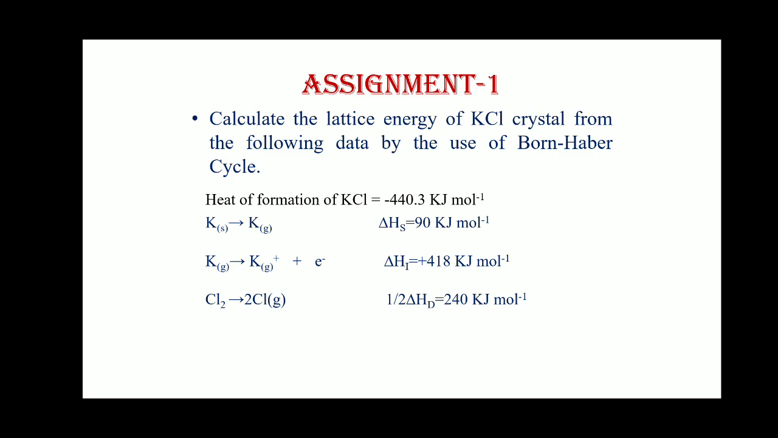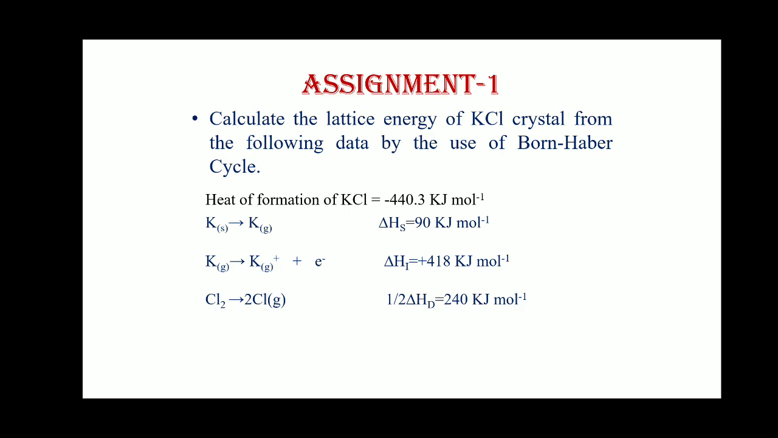I will give some assignments. Now you have to find the lattice energy in this numerical with the help of the following data by using Born-Haber cycle, and by solving it, write the answer in the chat box. I will see your answers and then tell you whether it is right or wrong. Calculate the lattice energy of KCl crystal from the following data by the use of Born-Haber cycle. Heat of formation of KCl is minus 440.3 kilojoules per mole. Solid potassium is converted into gaseous potassium, that is the heat of sublimation, equal to 90 kilojoules per mole.